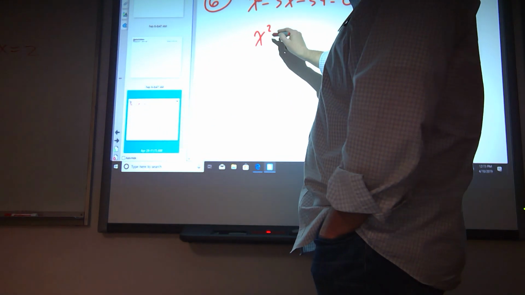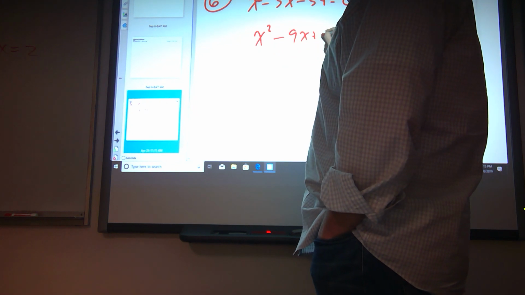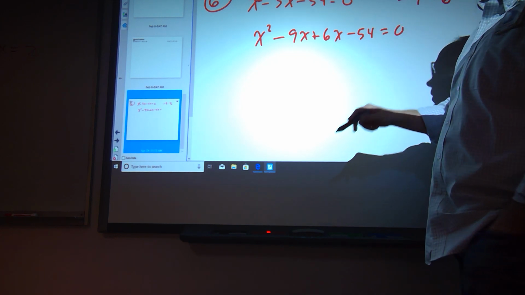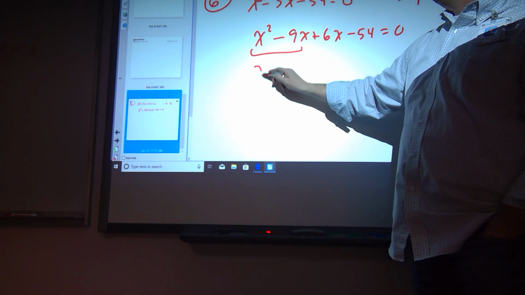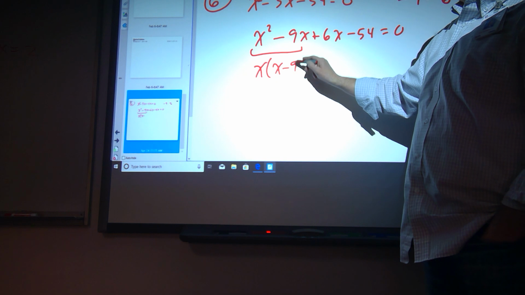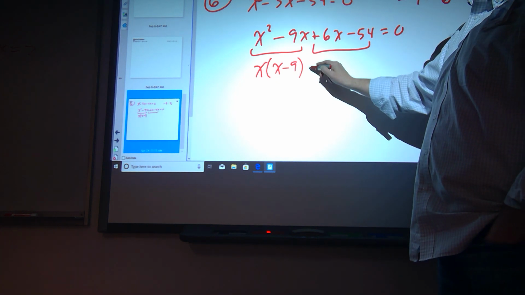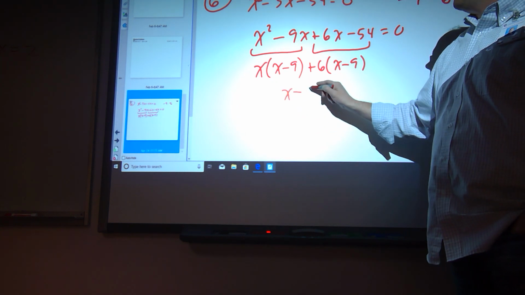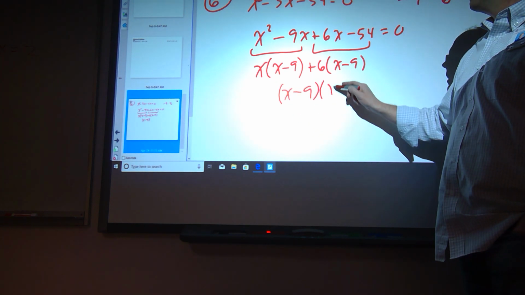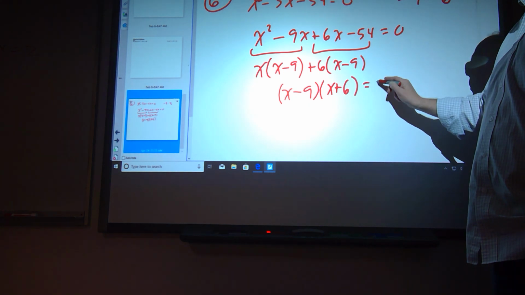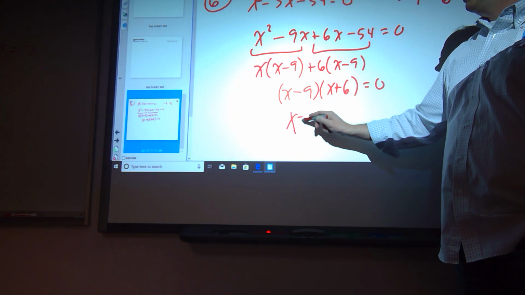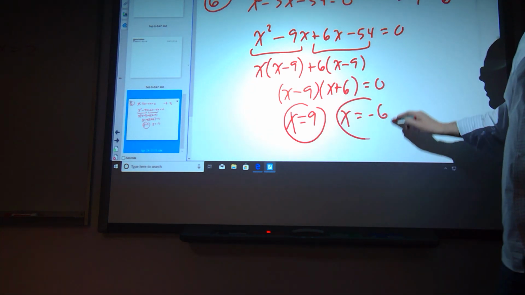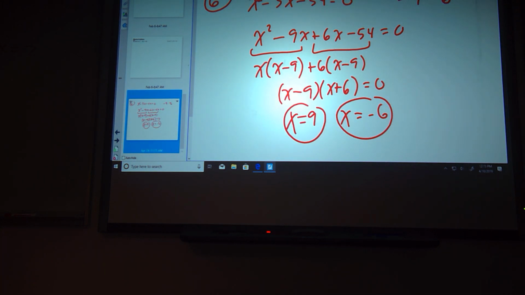So I get x squared minus 9x plus 6x minus 54. Do you agree with that? And then what do I have in common here? I have an x, so that's x minus 9. And I can factor out a 6 on those. It's positive 6. So then I get x minus 9 and x plus 6, and it's equal to 0. So this gives me x equals 9, there's one answer. This gives me x equals negative 6 as my second answer.